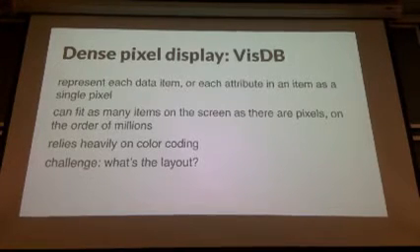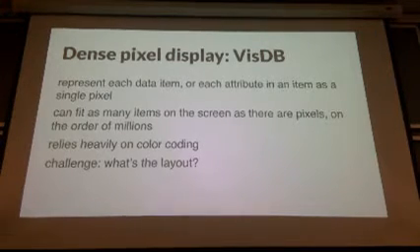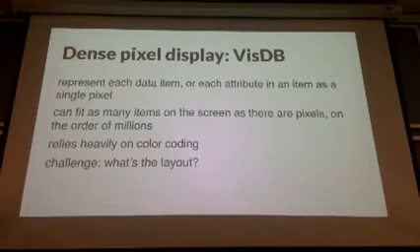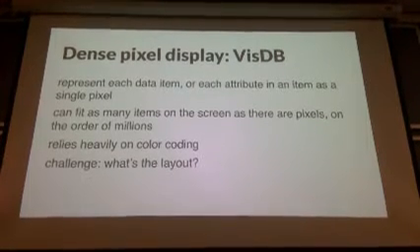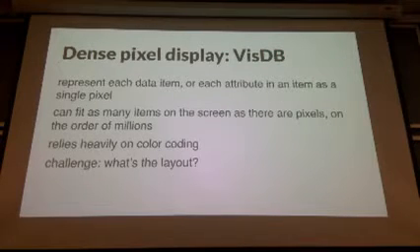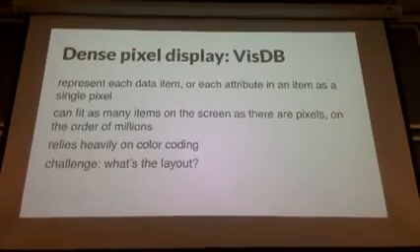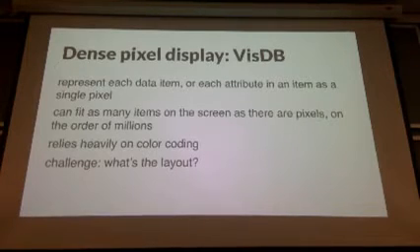Pixel displays are one item per point, and these points can also contain multiple different dimensions. The benefit of pixel displays, like for heat maps, is that we can fit a lot of them on the screen. We can basically fit as many items on the screen as there are pixels, on the order of millions. And of course, this relies heavily on color coding as heat maps did before. The challenge is that for heat maps we had the simple layout, a row is an item, a column is a dimension. Now that we don't have that, we have to choose our layout.